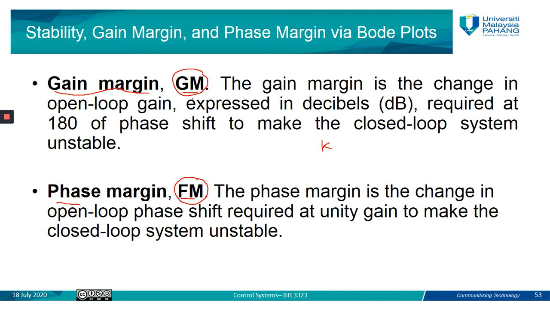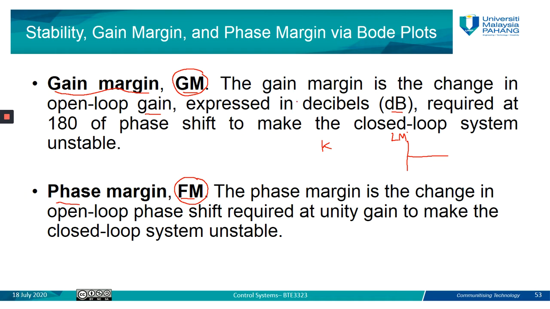The gain margin definition is the change in the open loop gain, expressed in decibels. We are talking about the value in dB. When we talk about the magnitude, we are focused on the log magnitude part of the graph. The Bode plot has two plots: one is the log magnitude, the other one is the phase angle. The gain margin is involved with the log magnitude and the phase margin is involved with the phase angle plot.